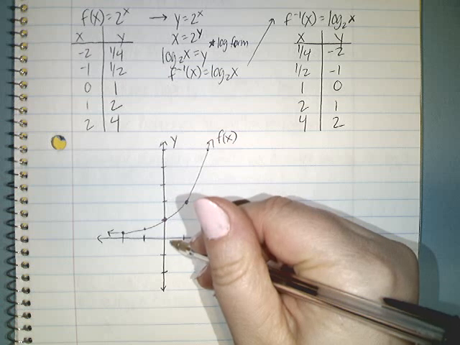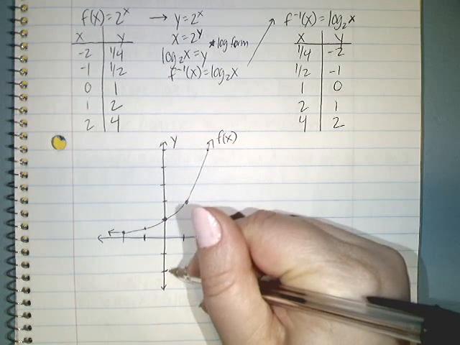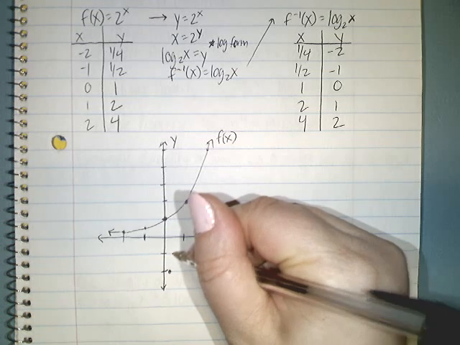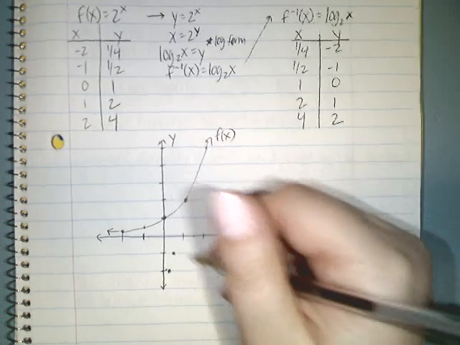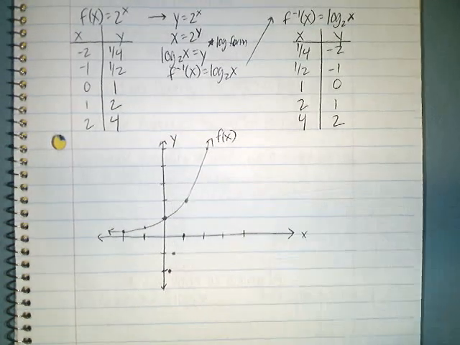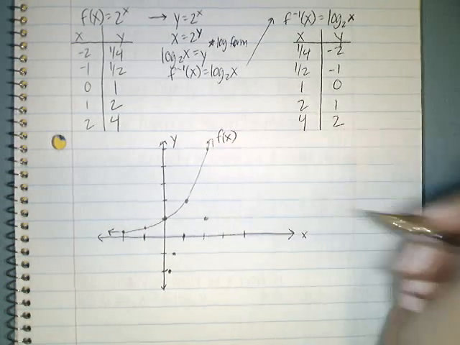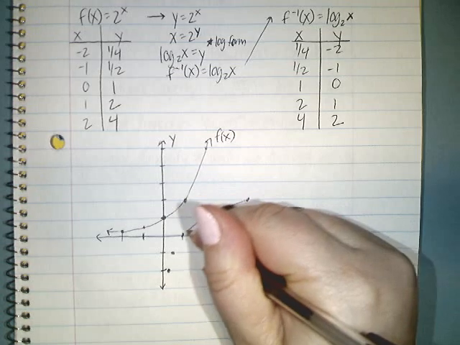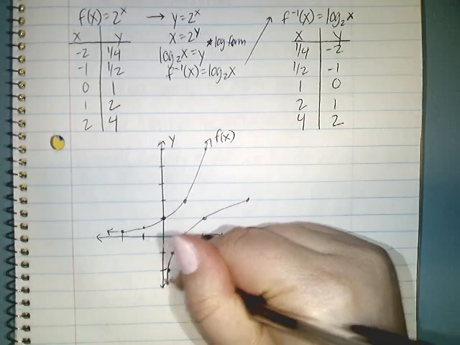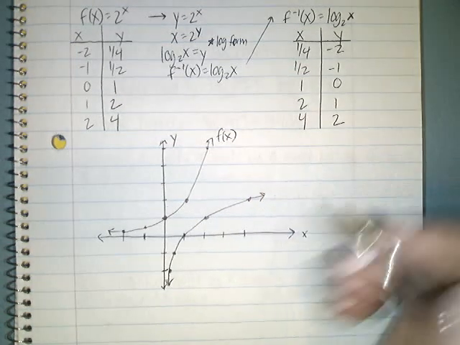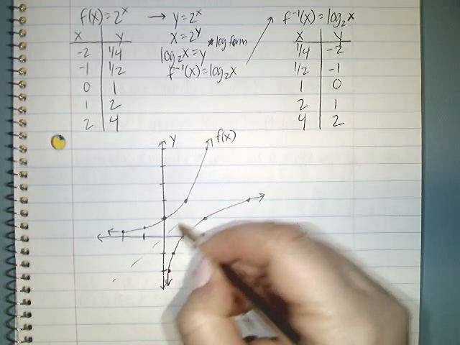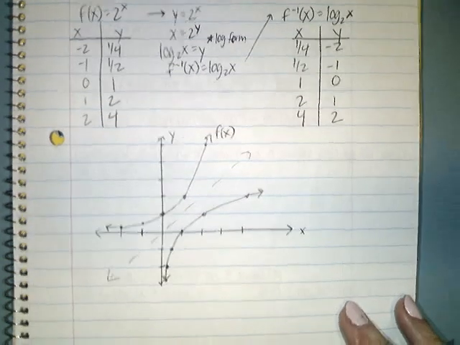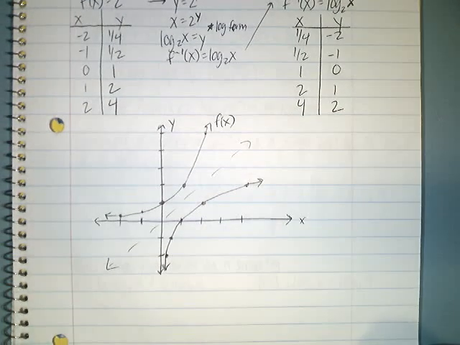My inverse, again, we've already switched our x and y, so now we're just plotting it. At 1/4 on the x, I have -2 on the y, so that's going to be about right there. At 1/2, I have -1. At 1, I have 0. At 2, I have 1. And at 4, I have 2. So you can see what a logarithmic function looks like. It is again reflected over the line y equals x, which we know about our inverse functions. So it's just flipped over that line.